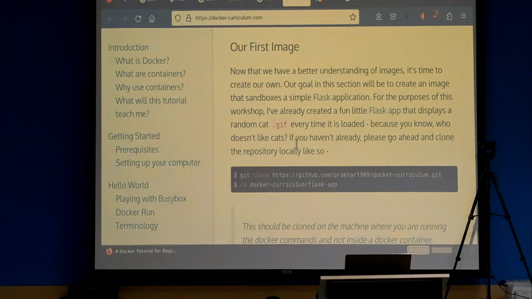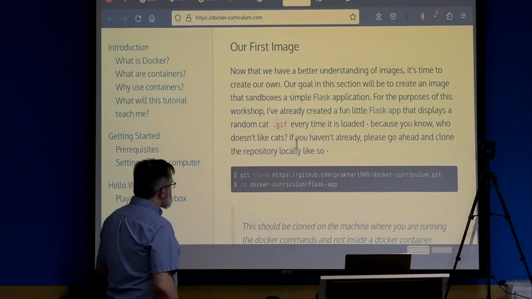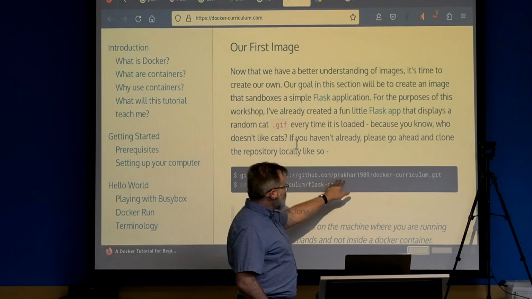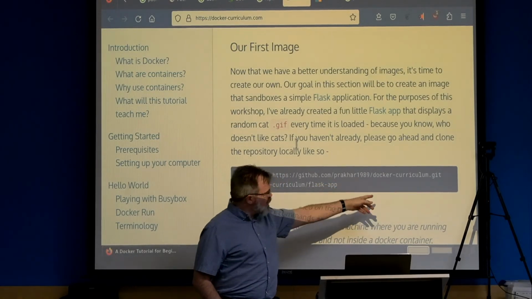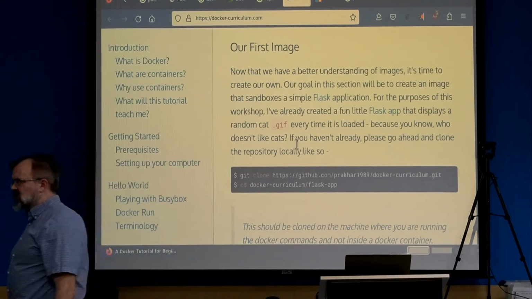I've got Git on here, and now I just have to get to the directory and then I'll do the clone. Git clone https://github.com/ Docker-curriculum.git.